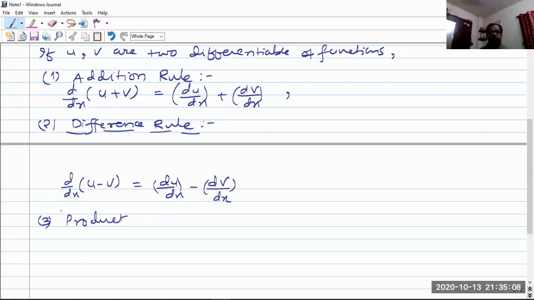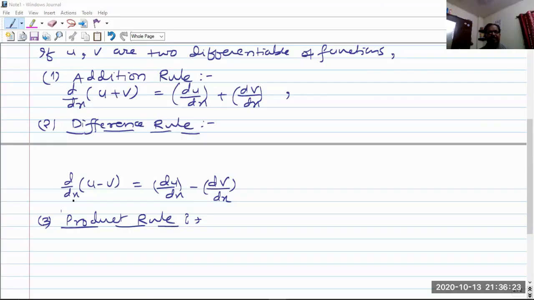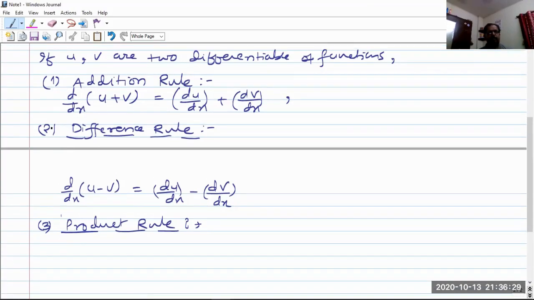What is the product rule? Let us see. The product rule is defined like this. It is the derivative d by dx of a product of two functions, d by dx of u into v. The rule is like this.